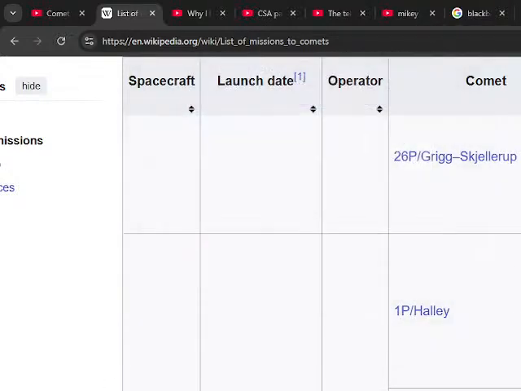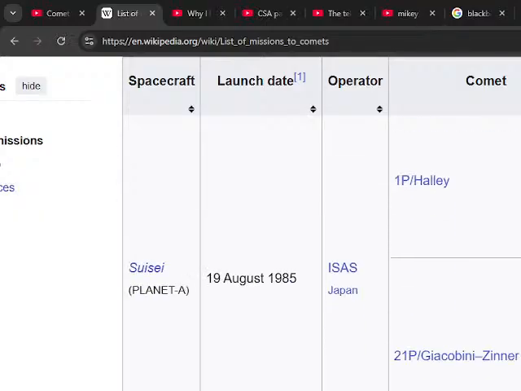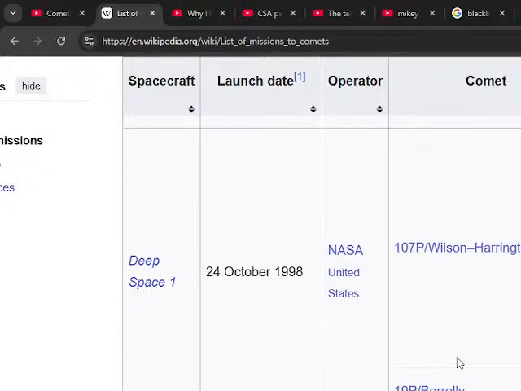So Halley's Comet was known for a long time before Halley. And this was Suisei from Japan and 21P. And then you have Deep Space One. It was a spacecraft failure. They were trying a new ion engine. Ion engines, instead of spewing out chemicals, spew out particles like protons or electrons out the back, and use electric and magnetic fields to do this. I don't know if it had a twin ion engine or not. Maybe Star Wars fans will get that.